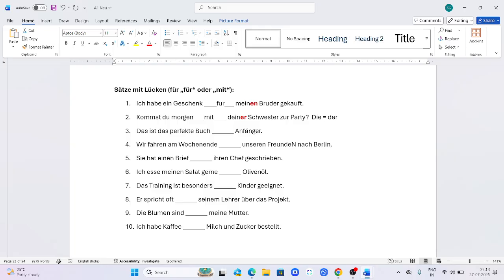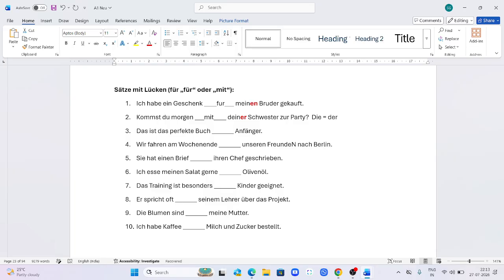Er spricht oft mit seinem Lehrer. Why did I write mit immediately, and not für? Seinem. Lehrer is masculine, which will change to dem. That's why seinem, and it is dative. Er spricht oft mit seinem Lehrer über das Projekt.